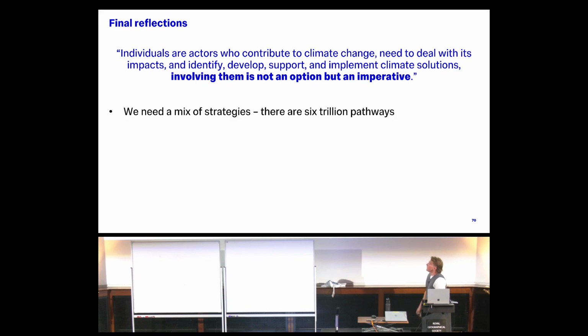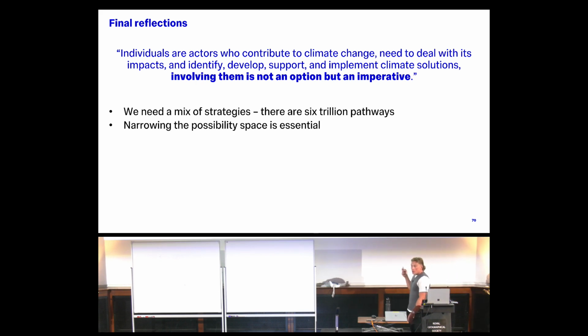And what have we learned? Well, we need a mix of strategies. There's no silver bullet. Taking into account all the different constraints on strategies, how many wedges each strategy could achieve, getting that 20 wedge combination needed for 1.5 degrees, that could be achieved in 6 trillion different ways. So there is an insane array of potential decarbonisation pathways out there.